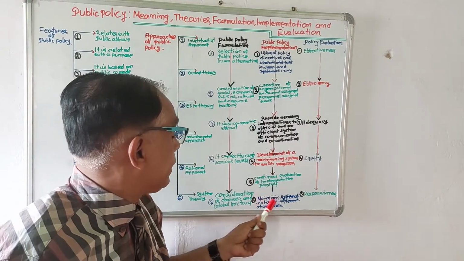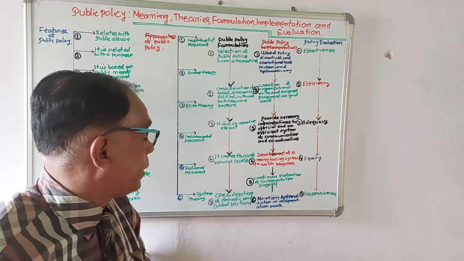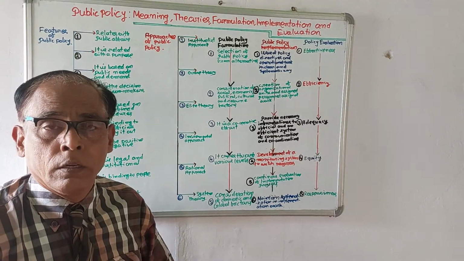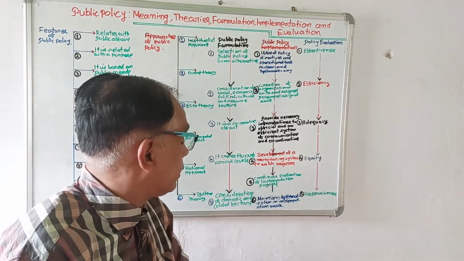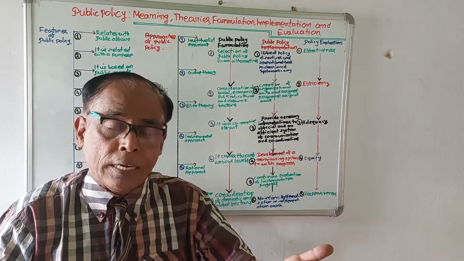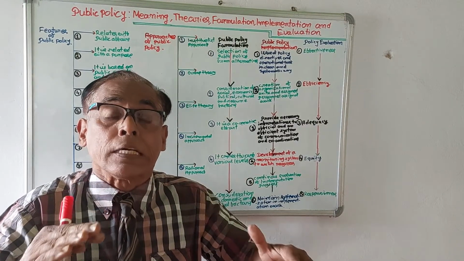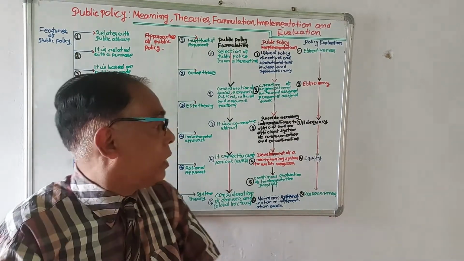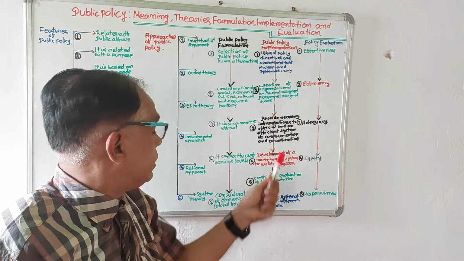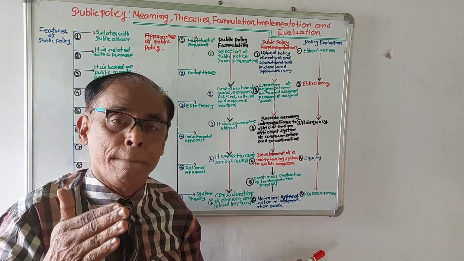Again, maintain systematization in implementation work. Whenever public policy will have to be implemented, it should be implemented systematically. So by taking into consideration these 6 factors, public policy will have to be implemented.